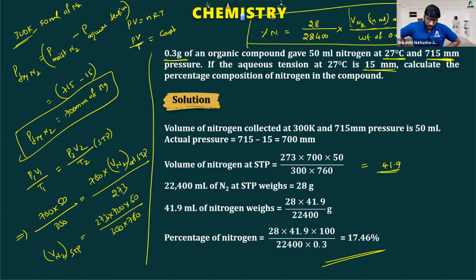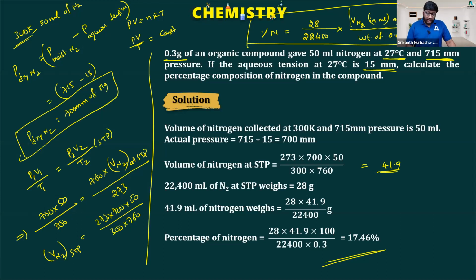Is that clear, students, or not? Whatever organic compound we have, we are heating it in the presence of CuO. The organic compound releases CO2, H2 and N2. That CO2 is absorbed by KOH. The left out are H2 and N2, which will exert some pressure. Pressure due to dry N2 is equal to pressure due to moist N2 minus aqueous tension.